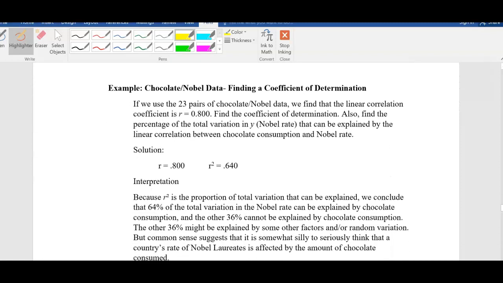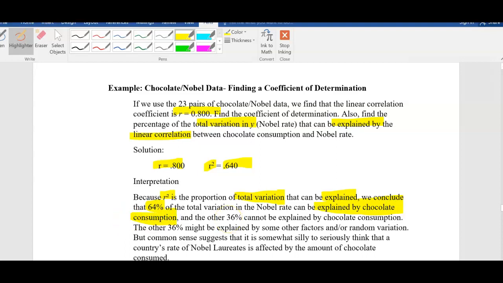All right, so when we have our 23 pairs of Nobel data sets and we have an r coefficient of 0.8, the coefficient of determination tells us the total variation in y that can be explained by the linear correlation. So if r is 0.8, r squared, we just square that, is 0.64. What this means is r squared is the proportion of the total variation that can be explained. So this is explained data. So 64% of the variation is explained by chocolate consumption. Right? That's what our line says.